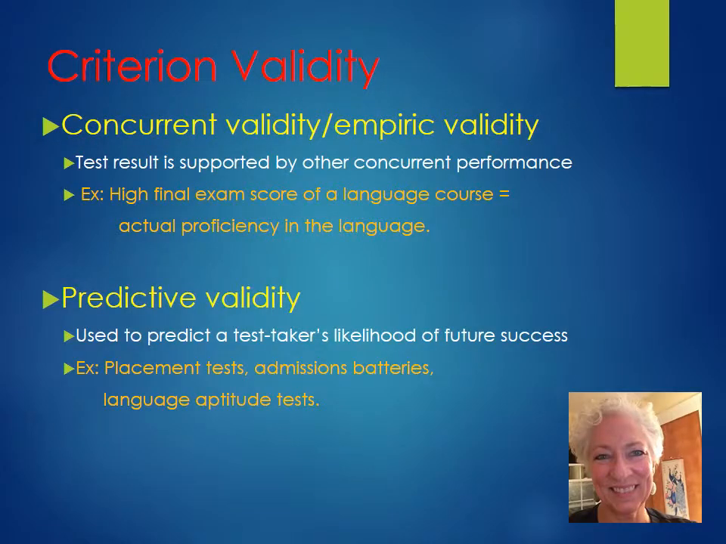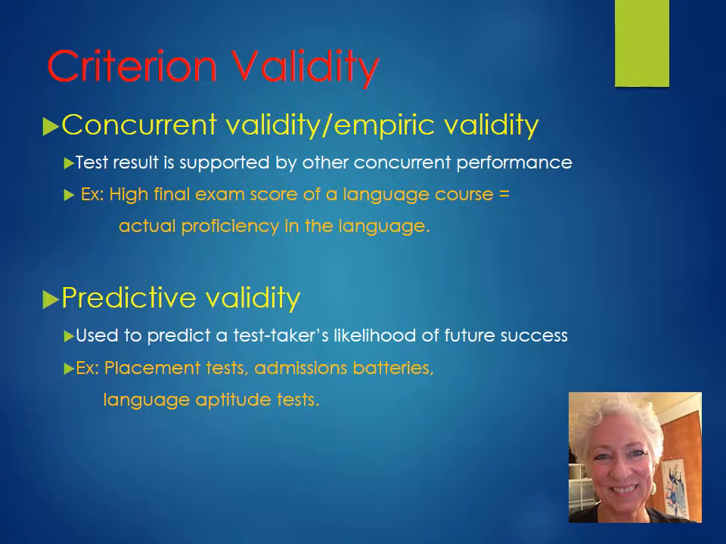So that is an example of criterion validity that is considered concurrent validity or empiric validity. The test results are supported by concurrent performance on another test. So we could also say the same thing about a high final exam score on a language course might presume to be correlating to actual proficiency in the language.